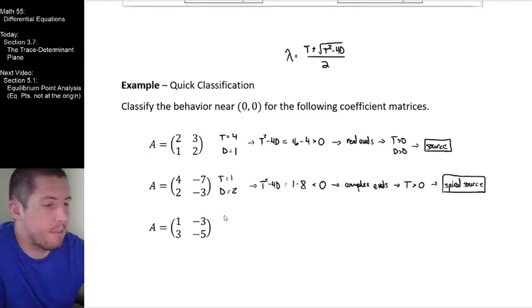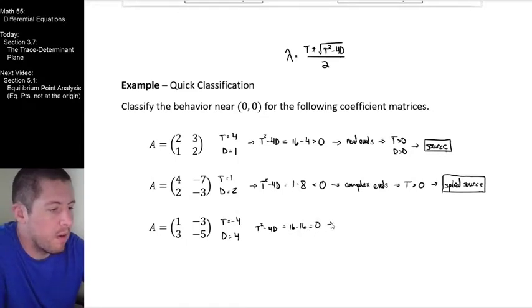And our last example down here, it looks like my trace is negative 4. My determinant is negative 5 minus negative 9, which is just 4. I'm going to do t squared minus 4d, and see that it's 16 minus 16, which is equal to 0. That says to me we get repeated roots.